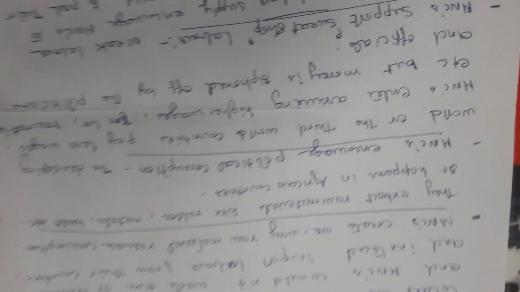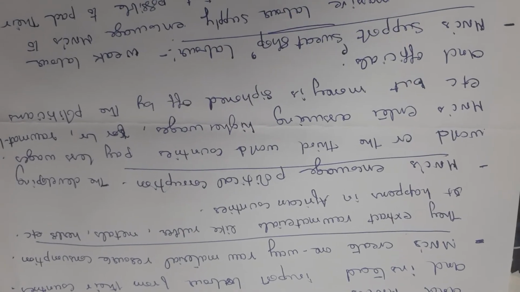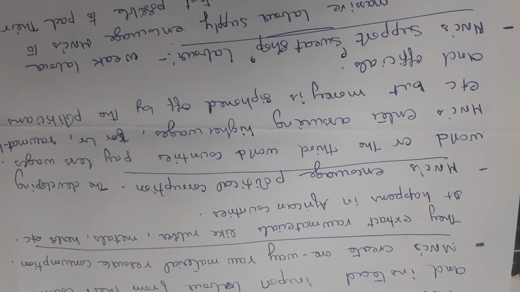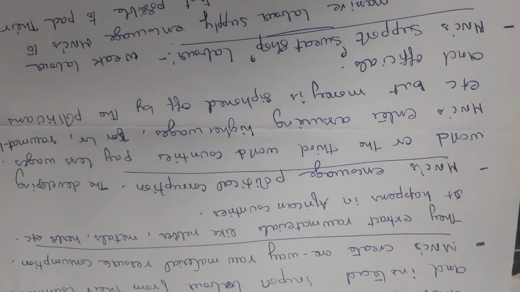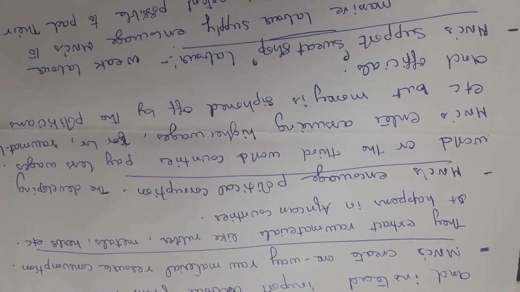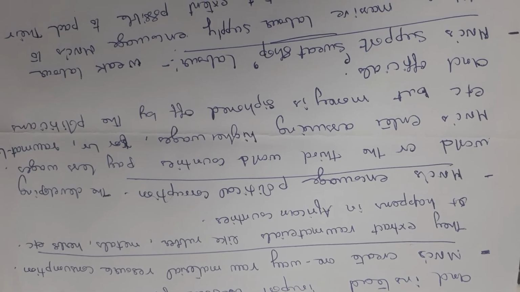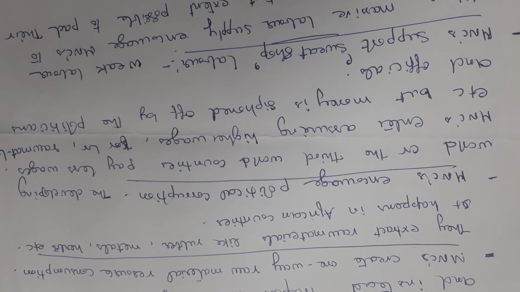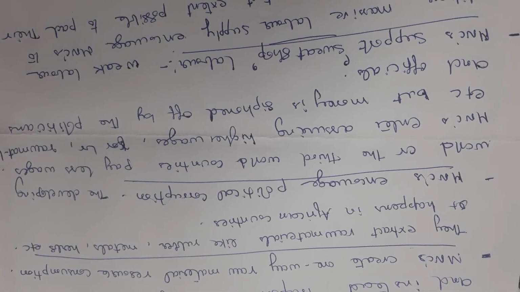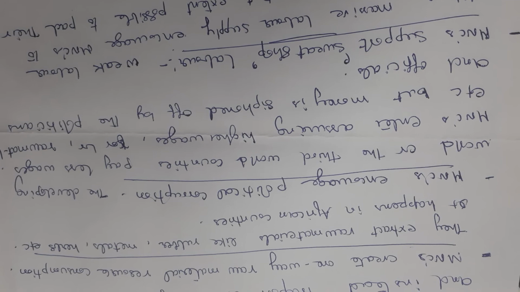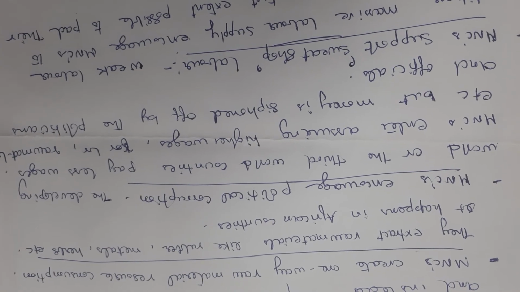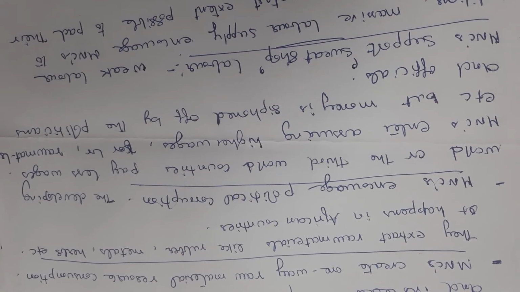And multinationals create one-way raw material resource consumption, that is, they exhaust raw materials in the local areas. For example, it has been happening in African countries. Rubber, metals, herbs, and local raw materials are all being exhausted and taken away by these multinational corporations in the name of raw materials. Then multinationals also encourage political corruption.